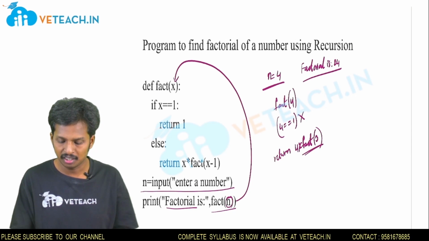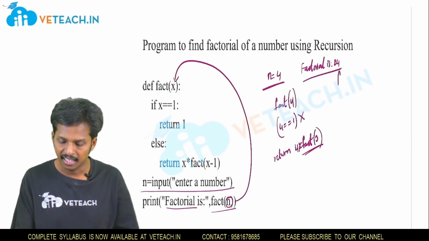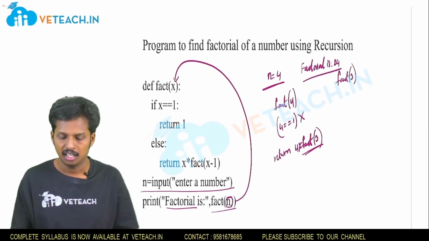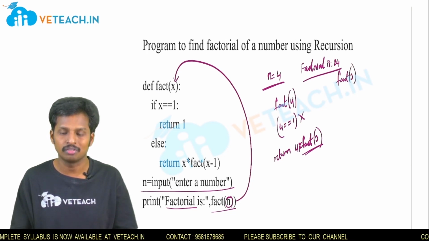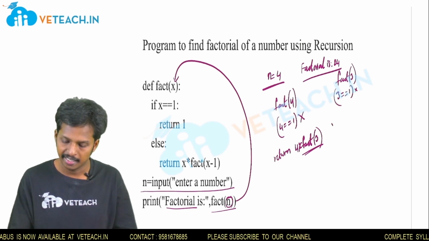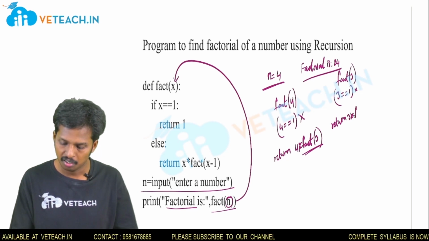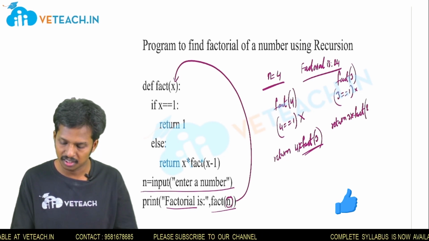So this fact of 3 is not a value, it's a function. So what happens here is, again, fact of 3 gets called. Now when fact of 3 gets called, x is 3. 3 double equal to 1 is false. So if it is false, it returns a statement, return 3 into fact of 3 minus 1, that is 2.